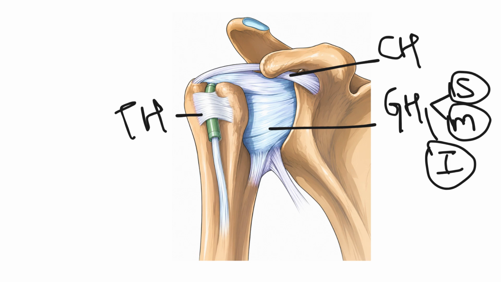The next ligament is coracohumeral ligament. It extends from the coracoid process of scapula to the greater tubercle of humerus, that is between coracoid process and humerus. Then coming to transverse humeral ligament, it bridges the bicipital groove. You have a groove in humerus, so it is called transverse humeral ligament.